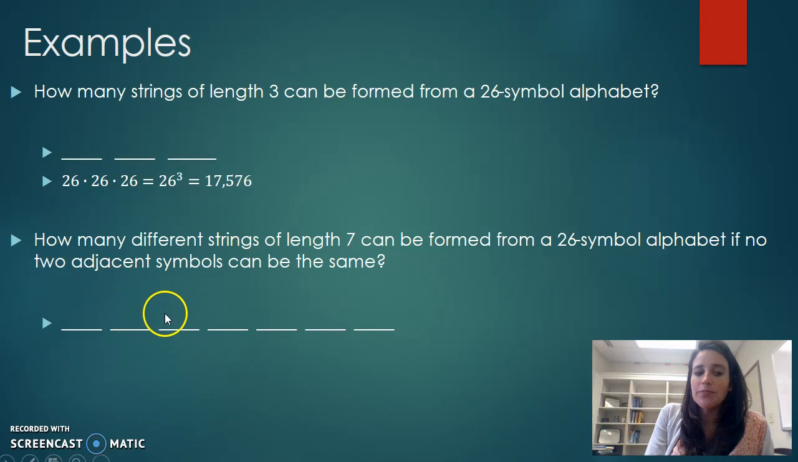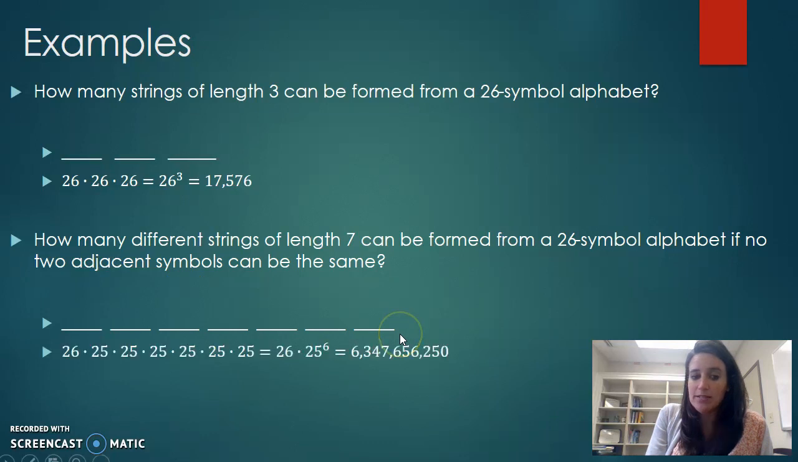For blank 3, let's say I chose A and then I chose B for blank 2. I cannot choose B for blank 3, but I could choose A again because they're not adjacent. 1 and 3 are not adjacent to each other. So I still have 25 choices for blank 3, and it turns out I'll have 25 choices for each of the remaining blanks. So we can multiply 26 times 25 6 times, or we can write this using an exponent, 26 times 25 to the 6th power. If you put this into a calculator, there are actually over 6 billion choices for strings of length 7, where no two adjacent symbols are the same.